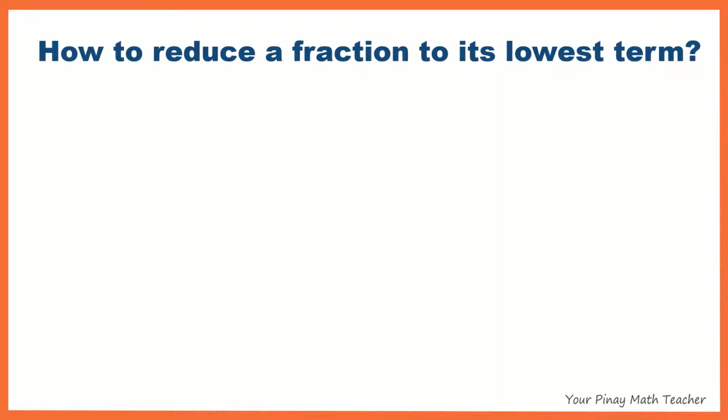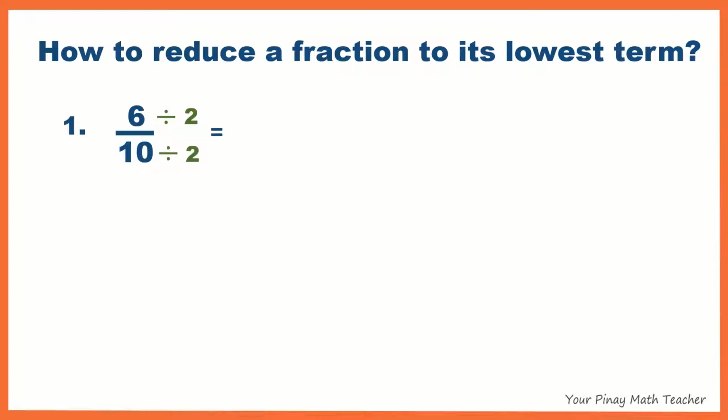How to reduce a fraction to its lowest term? For example, 6/10. Simply divide both 6 and 10 by its common factor or divisor. What do you think can divide both? Yes, you're correct. Both can be divided by 2 because 6 and 10 are even numbers.